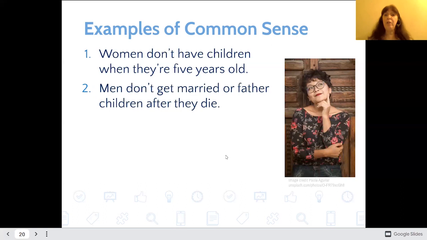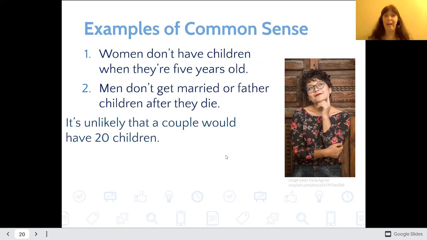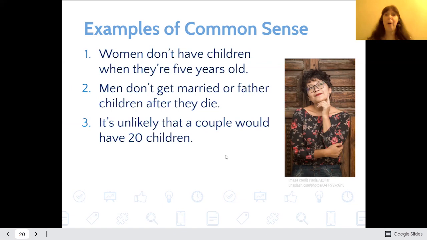Men don't get married or father children after they die. I've seen that in my tree where a marriage date will be after the death date of the husband. Something's wrong there. It's unlikely that a couple would have 20 children, not impossible, but for me, that's often a red flag. And almost all the time, I would say 98% of the time, it indicates a bad merge. A couple percent of the time, it is a family where the mother, bless her heart, bless her whole body, actually did have like 20 or 17 children or something that is out of the norm. So it does happen, but at least check it out and verify it.